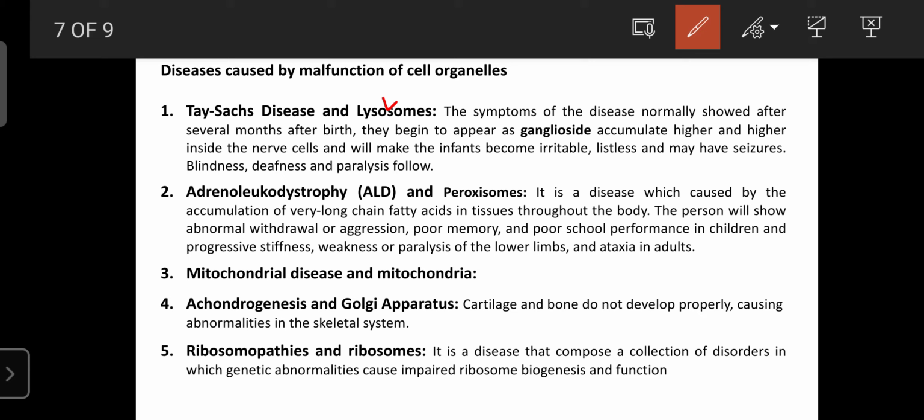Here ganglioside is accumulated, especially in the nerve cells or neurons, and it can cause abnormality in the nerve cells. Then the infant becomes irritable, and also suffers from seizures, blindness, deafness and paralysis.